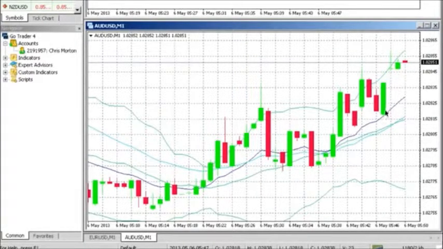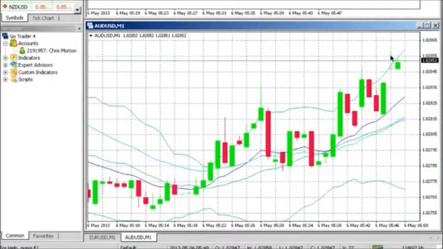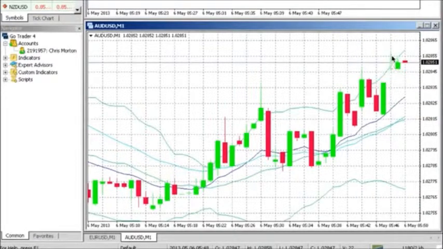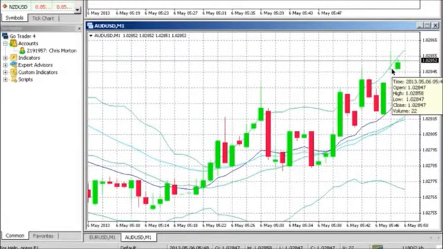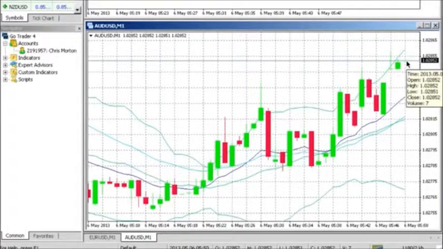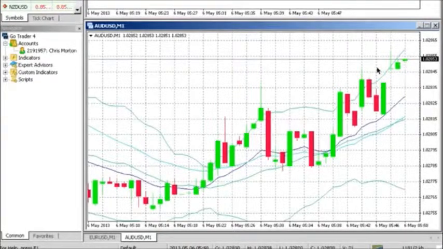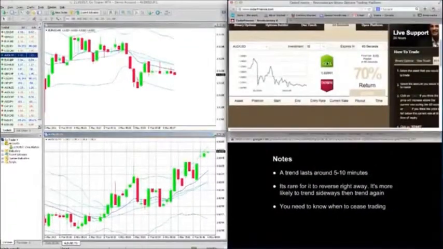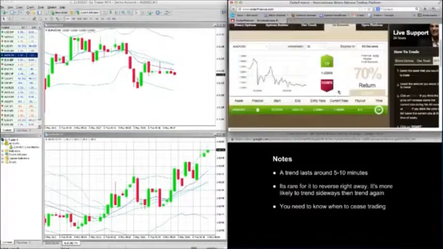You can see here the wick, it's tested up here, but then it's ended up a bit lower. This looks like it's really testing this level here. Alright, so but we're into the trade. Okay, so that's now gone in.